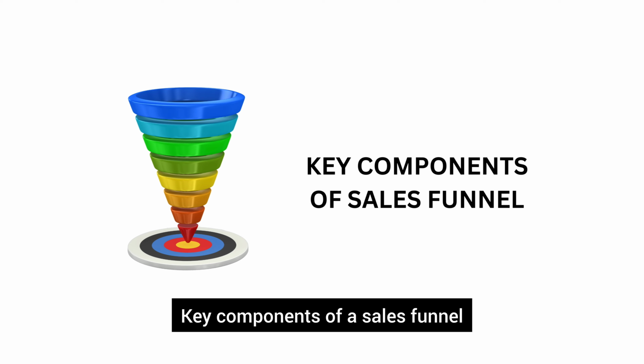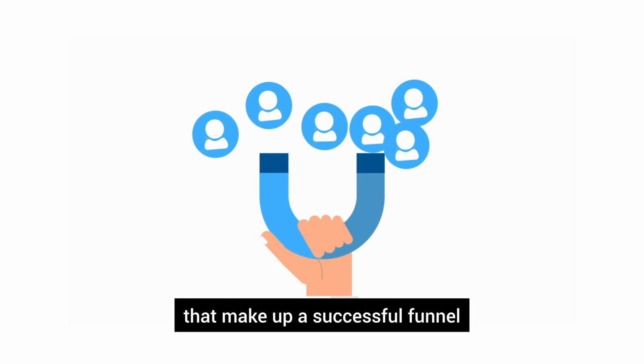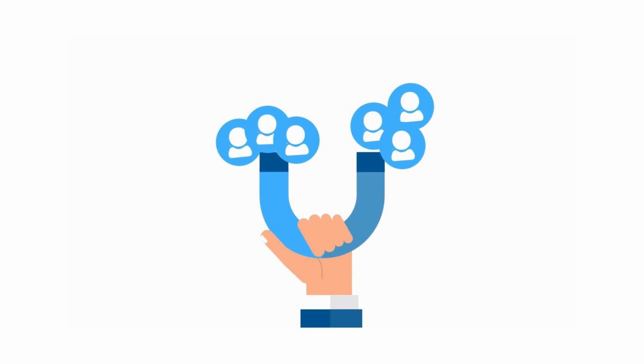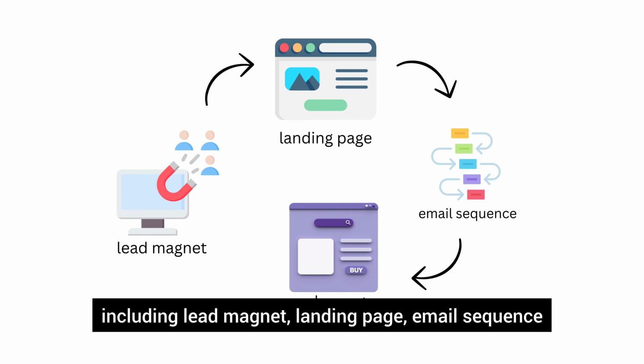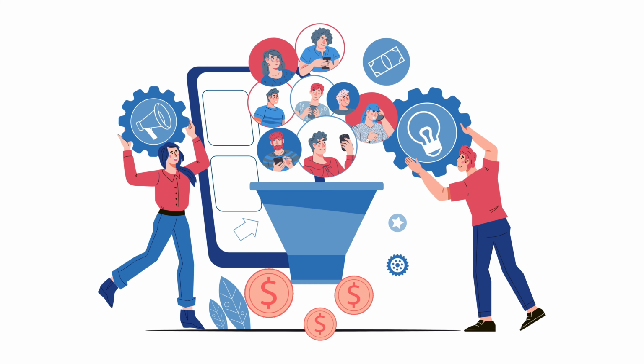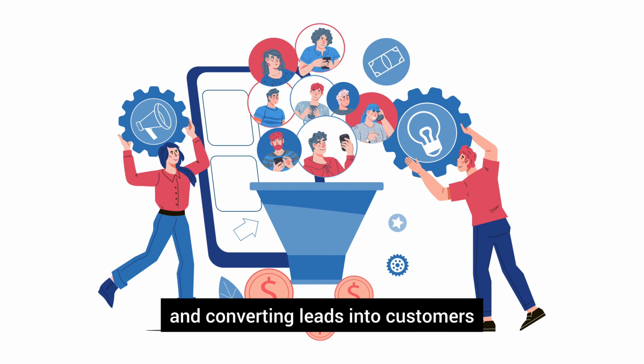Key components of a sales funnel. Now that we understand the concept of a sales funnel, let's explore the key components that make up a successful funnel. A sales funnel consists of several components, including lead magnet, landing page, email sequence, and sales page. Each component plays a crucial role in attracting, engaging, and converting leads into customers.